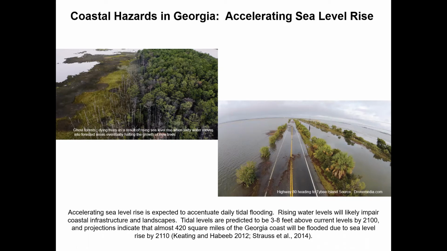Another aspect of this accelerating sea level rise is how it's impacting our native plant communities. In that left-hand corner, you'll see an example of what is referred to as a ghost forest. When we have this accelerating sea level rise, we have inundation of salt water into soils, which moves forward into forested areas, which eventually causes the failing of growth of new trees. And therefore, you see a lot of dead and dying trees as that salt water from sea level rise is moving further inland into those forested habitats.